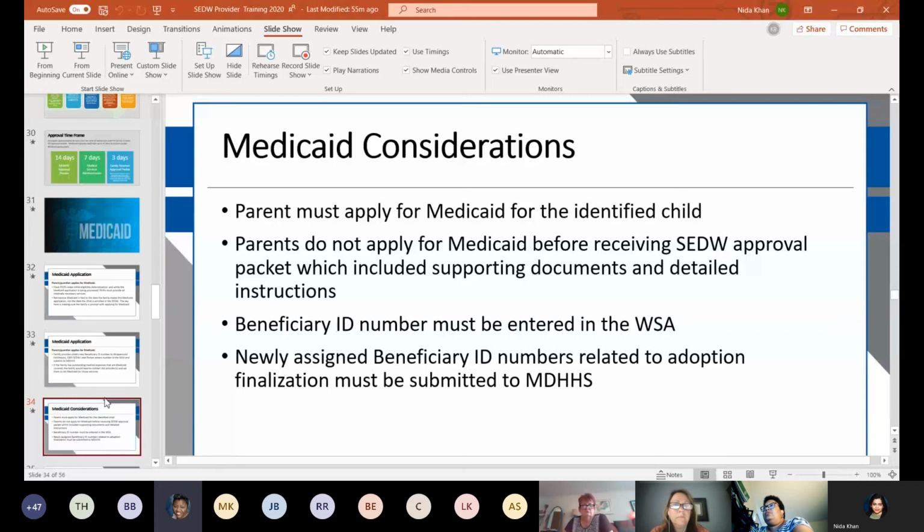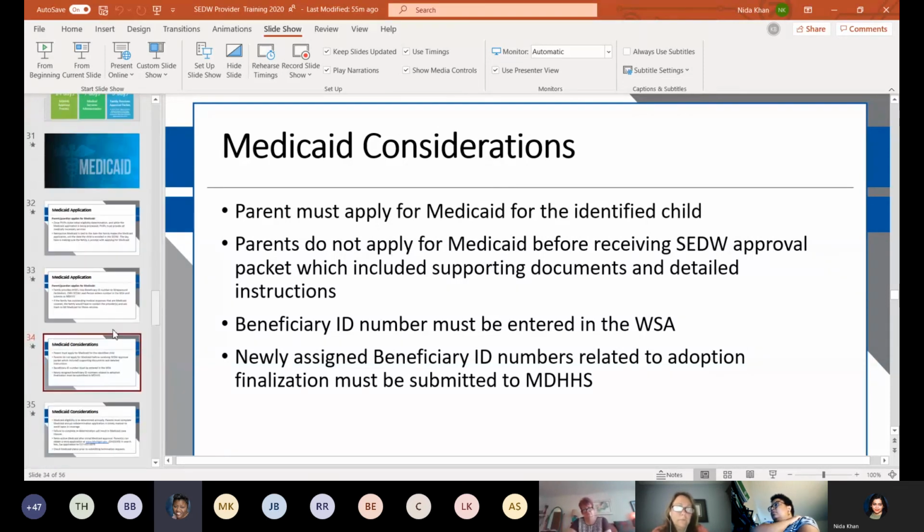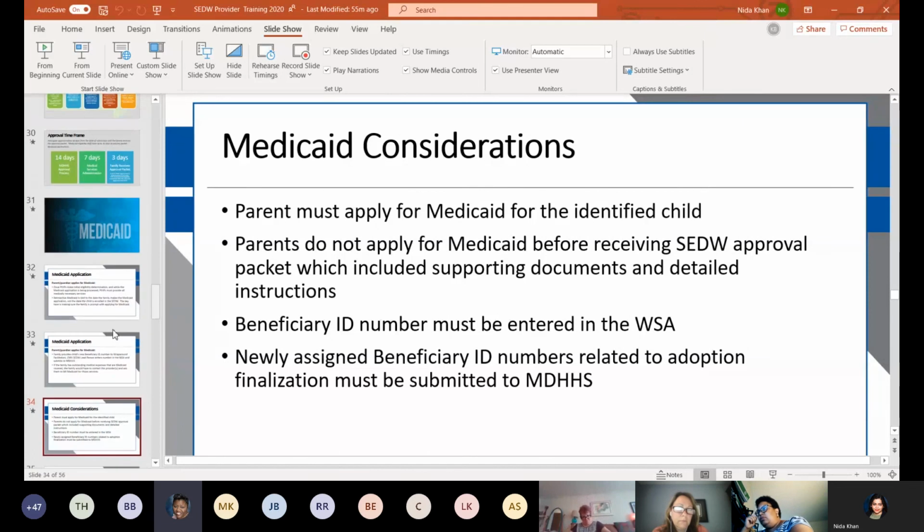So please be sure that it's clear that the family is applying for Medicaid for the child who's receiving SED waiver services. Have this in here again. Just want to reiterate that parents do not apply prior to receiving that approval packet, which comes through the mail with the pink sticker, and to be sure to add any supporting documentation and follow the directions with the packet.